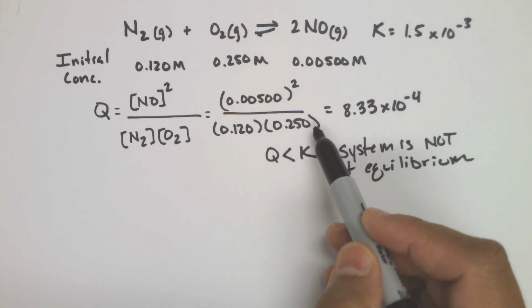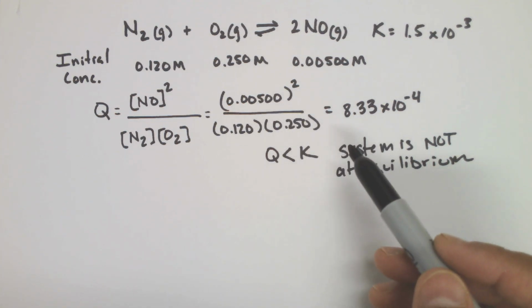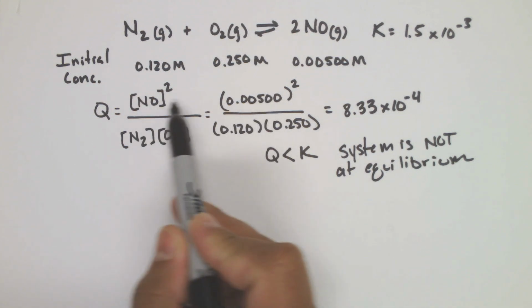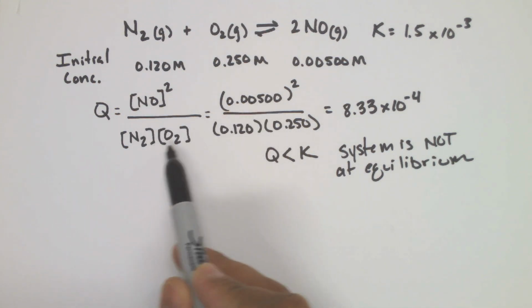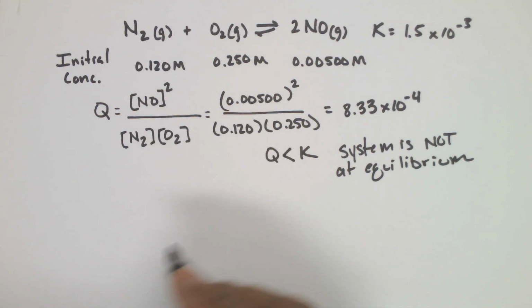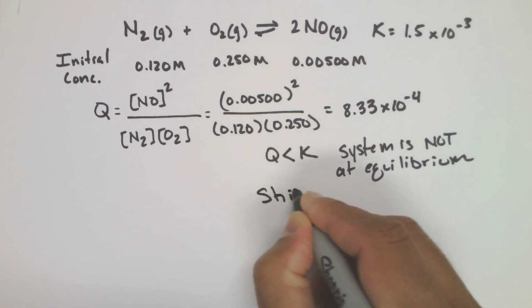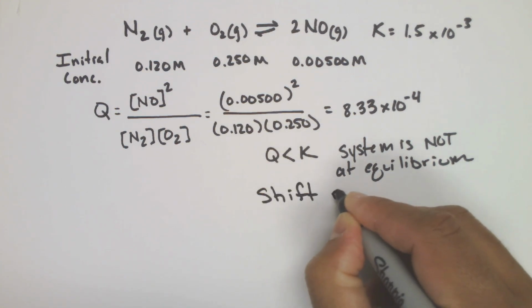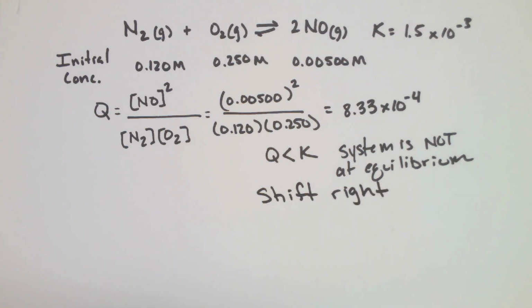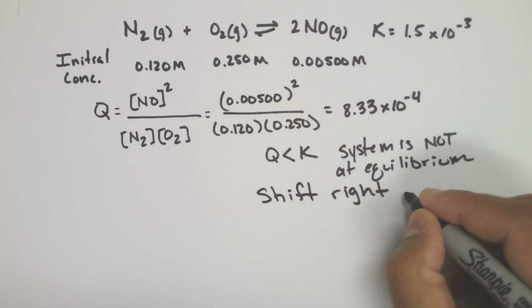So look at the math. How does this ratio increase? We need more product and less reactant. So when Q is less than K, the system will shift to the right. We can also say the system will shift to the products side.